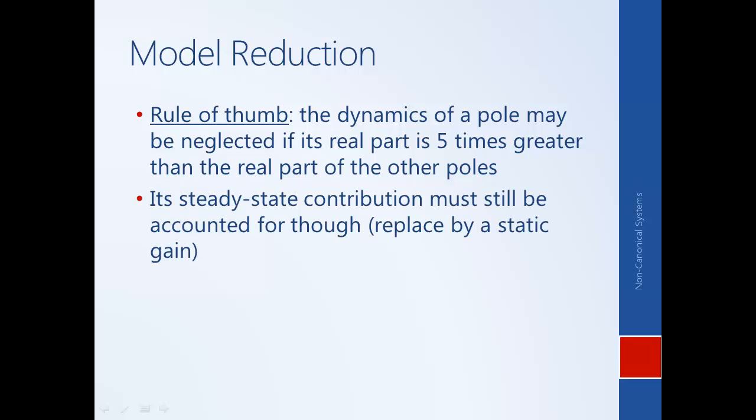But even if you neglect the dynamics, even if you take away that transfer function or that pole at s plus 10, you still need to capture its steady state contribution. And that's what we were doing by replacing that first transfer function by a static gain. So we can neglect the dynamics, but we still want to get the same steady state response of the reduced model as we had with the true model.